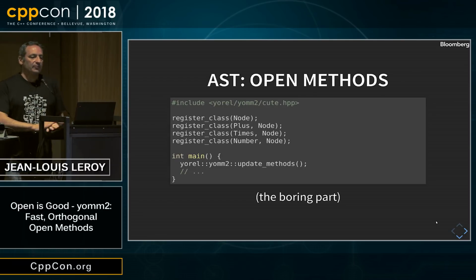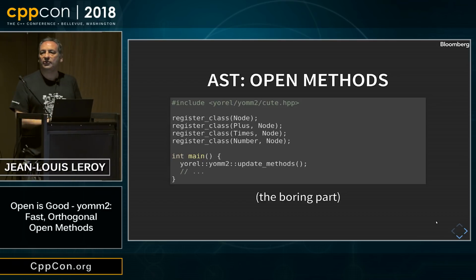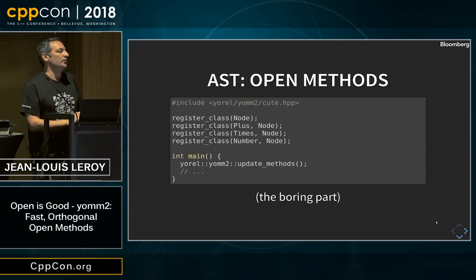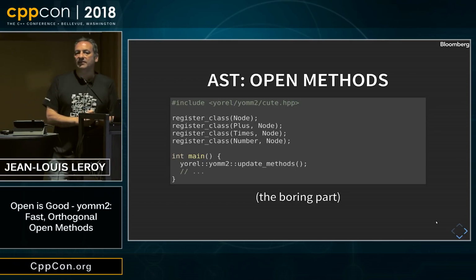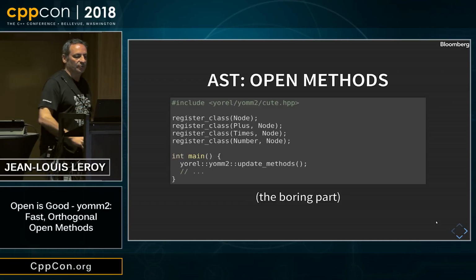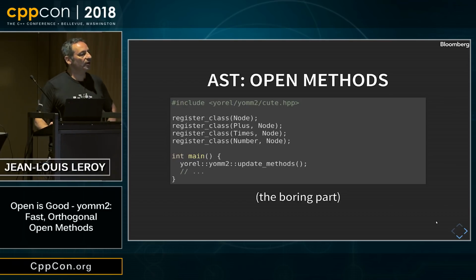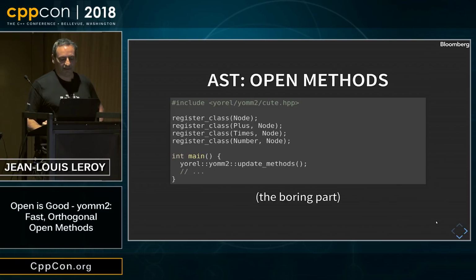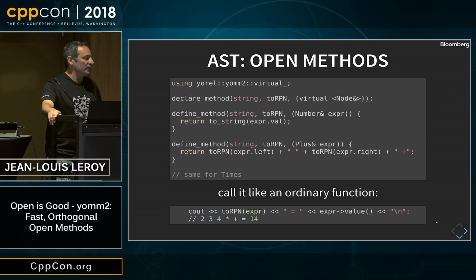First, there's a bit of boring boilerplate to do, so you have to include the library's header, which comes in two versions. The queued header gives you lowercase names for a series of macros. This is what I'm using here. And you have to tell yomm2 about your classes and the inheritance tree. And yes, multiple and virtual inheritance are supported. And before calling any open method, you have to call a function called update methods. Right. Now, let's solve that RPN rendering problem using open methods.